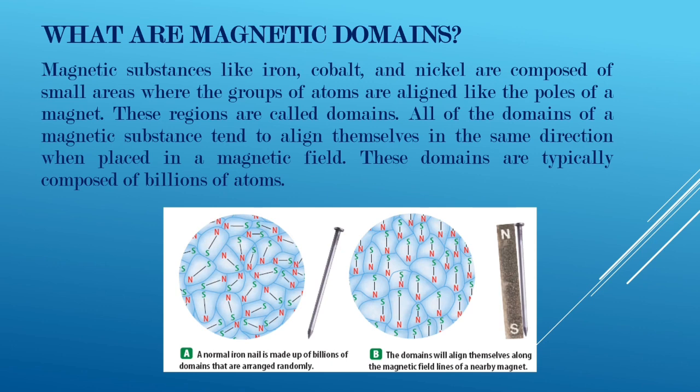Look at this picture. A normal iron nail is made up of billions of domains that are arranged randomly. The domains will align themselves along the magnetic field lines of a nearby magnet.